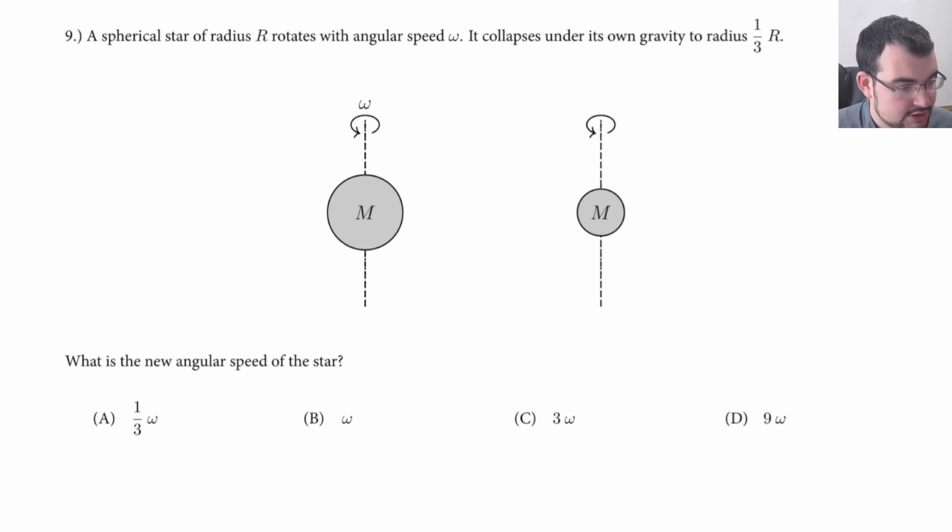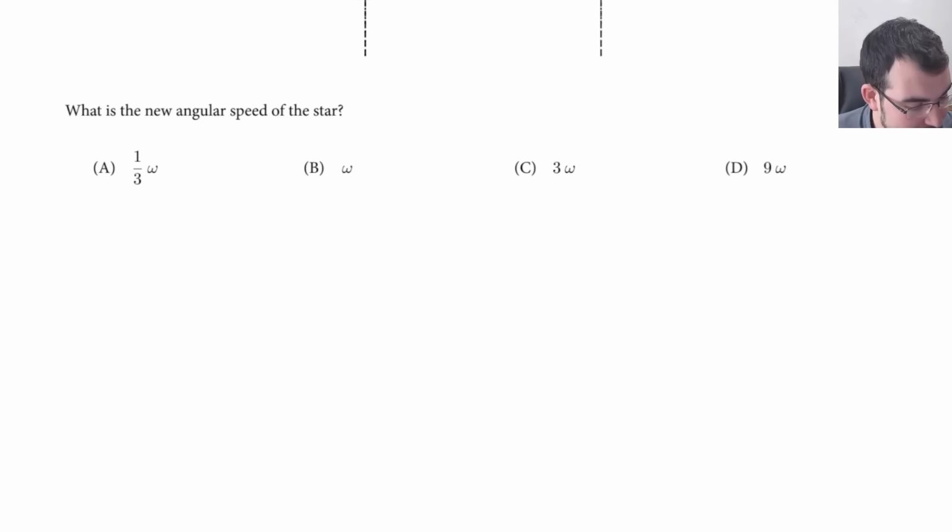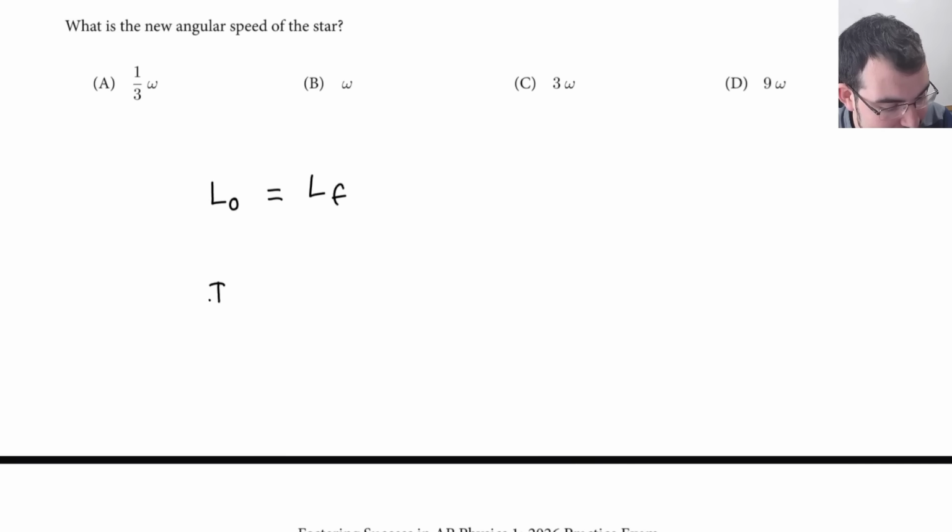All right, a spherical star of radius r rotates with angular speed omega. It collapses under its own gravity to radius 1/3 r. What is the new angular speed of the star? Well, anytime you're talking about this sort of collision, I call this the figure skater. Anytime you have a changing radius of the same object and you're spinning, that's going to be conservation of L. So we know that the angular momentum at the start is equal to the angular momentum at the end. And for a rigid body, angular momentum is I omega.